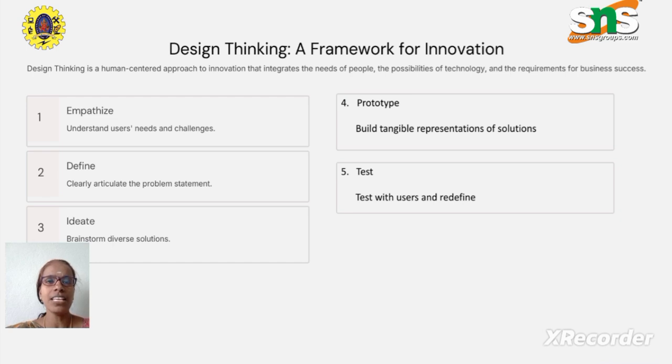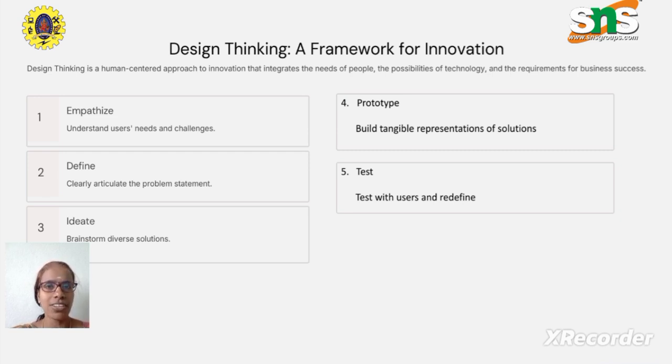First thing, we are going to see what is meant by design thinking, which leads to innovation. Design thinking is a human-centered approach. Here we are going to have the innovation that integrates the needs of people, the possibilities of technology and the requirements for business success.